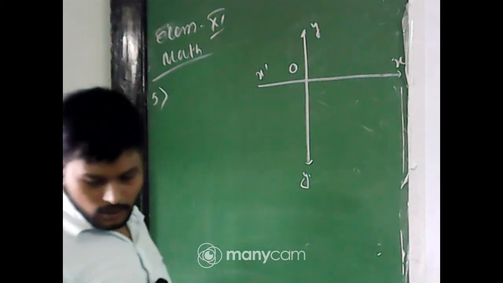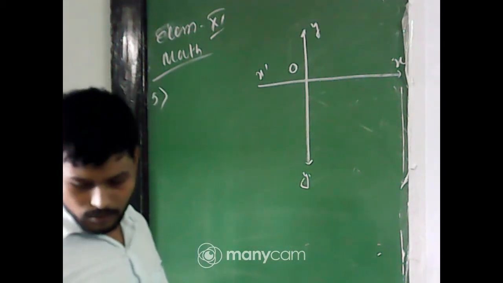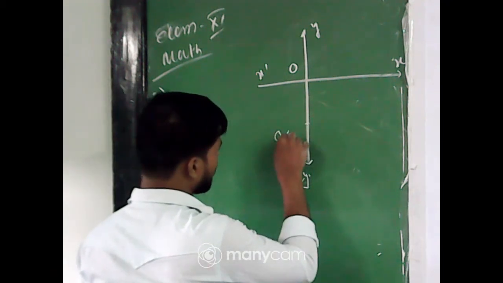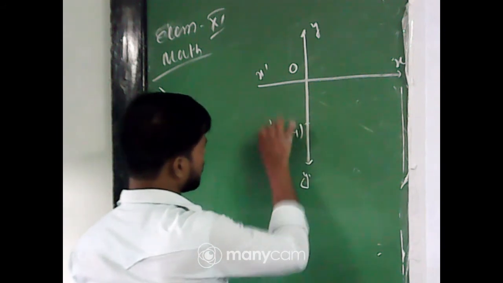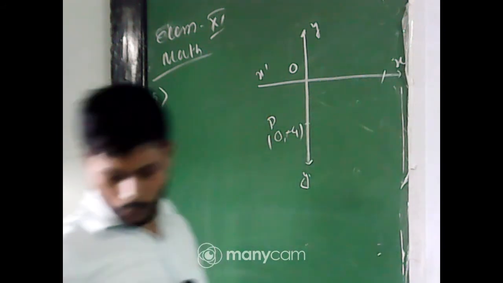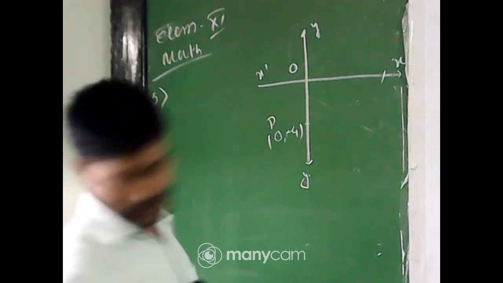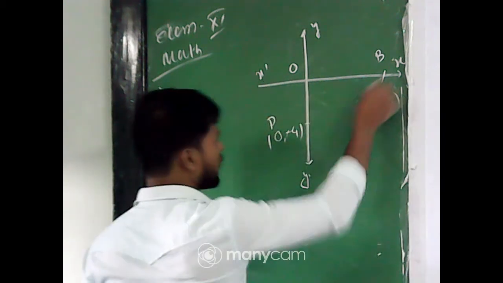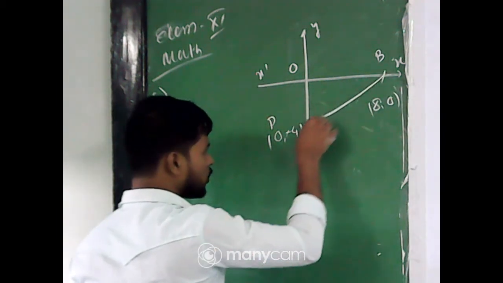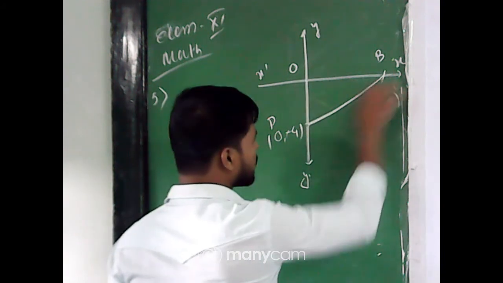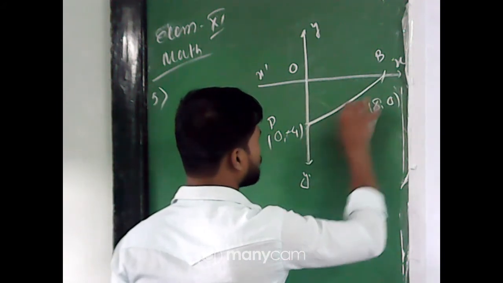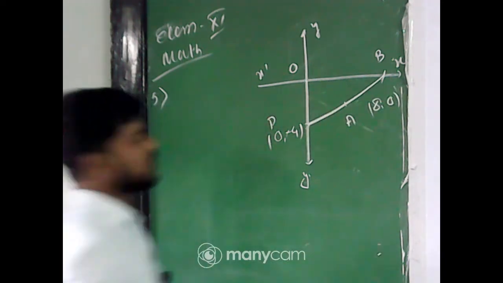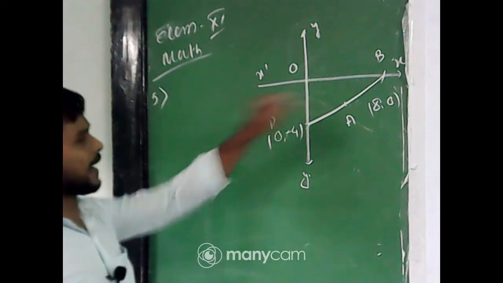There are 2 points. One point is 0 comma minus 4, so 0 comma minus 4. The point is P, and another point is B, whose coordinate is 8 comma 0. So we have to find the slope of the line joining the origin and the midpoint of this line PB. So let A be the midpoint of the line joining the points P and B.